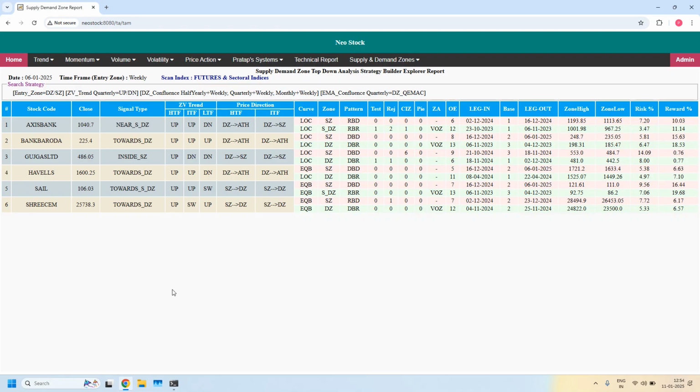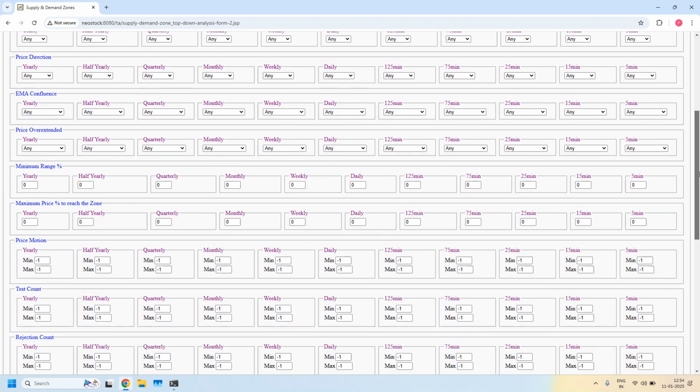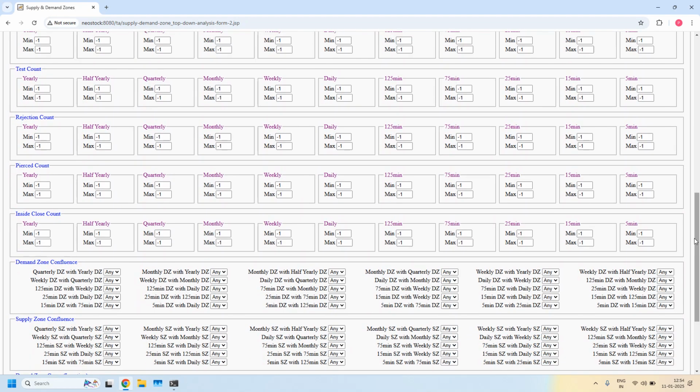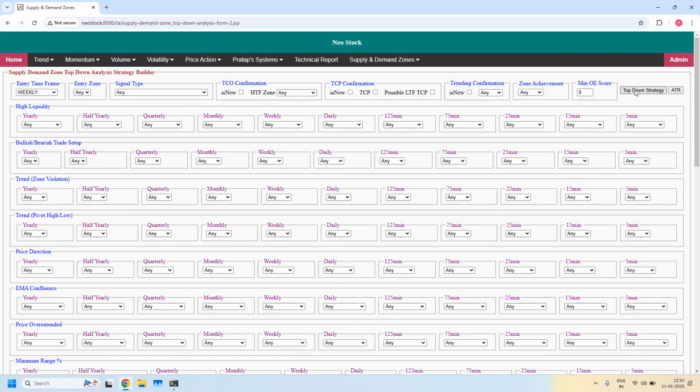Okay, next, let us look for supply zone confluence. So for weekly time frame, in the supply zone confluence, weekly, monthly and quarterly zone confluence, I have to set 3 filters. First filter is weekly supply zone with monthly supply zone confluence, weekly supply zone with quarterly supply zone confluence, and also monthly supply zone with quarterly supply zone confluence. With all the 3 filters, LTF, ITF, HTF, supply zone confluence filter.